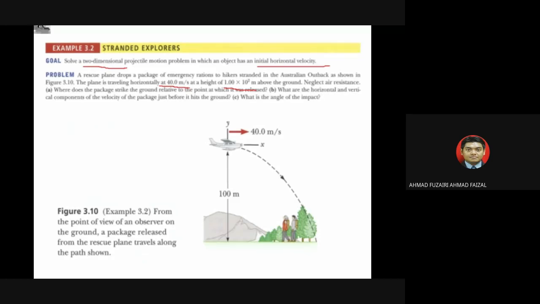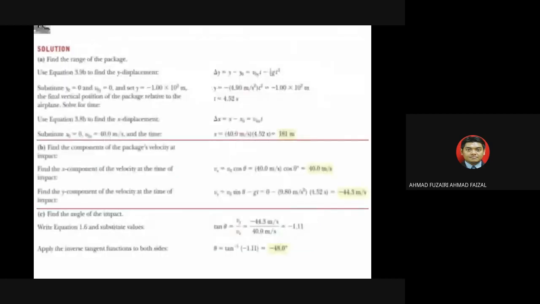Neglect air resistance. A. Where does the package strike the ground relative to the point at which it was released? B. What are the horizontal and vertical components of velocity of the package just before it hits the ground? And C. What is the angle of the impact? Okay, first find the range of the package.